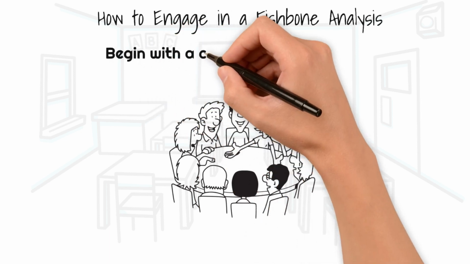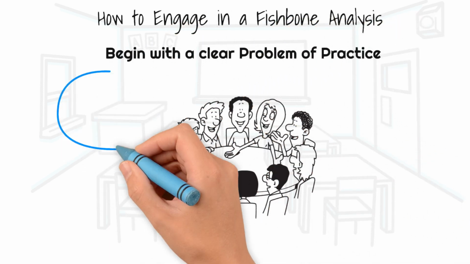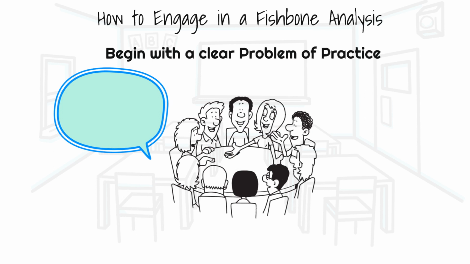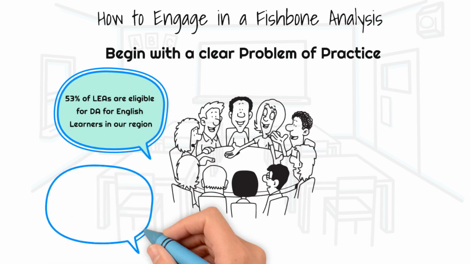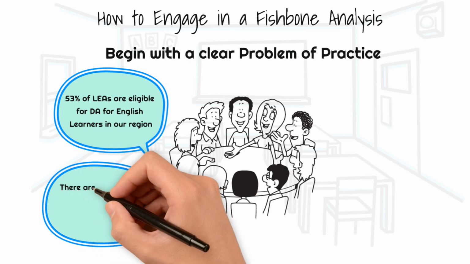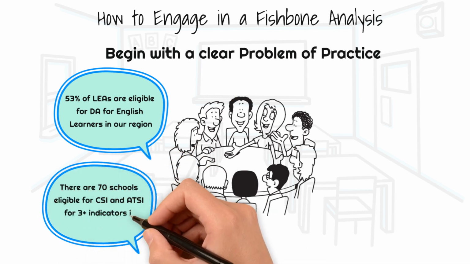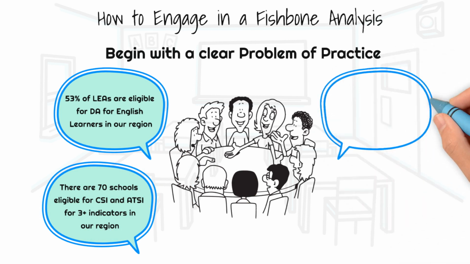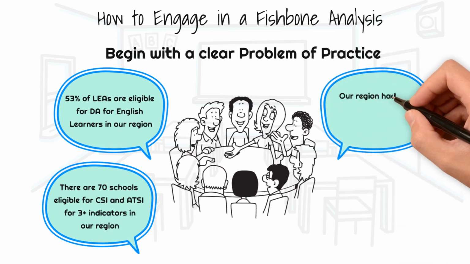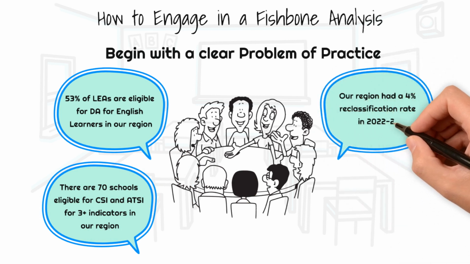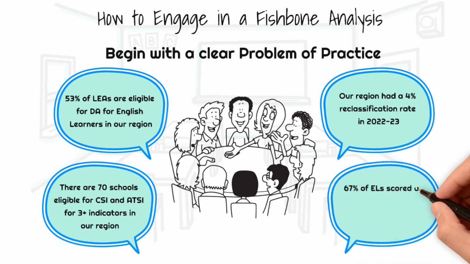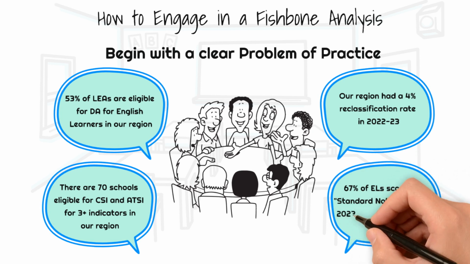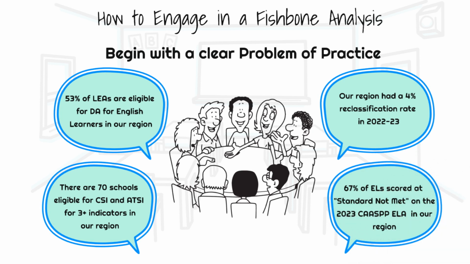Here are some sample problems of practice you might be investigating with your region. First, 53% of LEAs are eligible for DA for English learners in our region. Next, there are 70 schools eligible for CSI and ATSI for 3 or more indicators in our region. Or maybe our region had a 4% reclassification rate in 2022-23. Or lastly, 67% of English learners scored at the standard not met level on the 23 CAS ELA in our region.